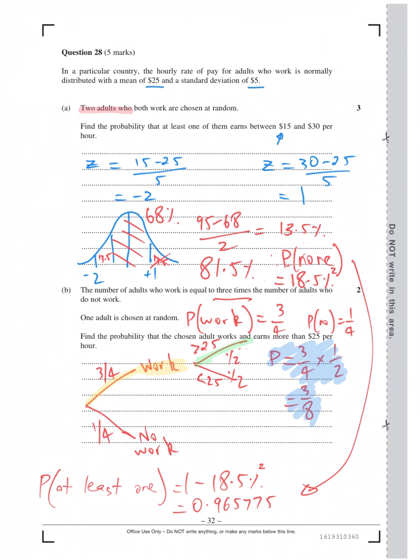And then if they do work, that's why we have no other information down here. Because if someone doesn't work, well, they can't be earning any money, and they fail to meet our first criteria, which is that the chosen adult works and earns more than $25 per hour. So they've got to follow the top two branches. They can't go top, then bottom. They can't go bottom, then, well, there's no second step along that bottom one because someone doesn't work.